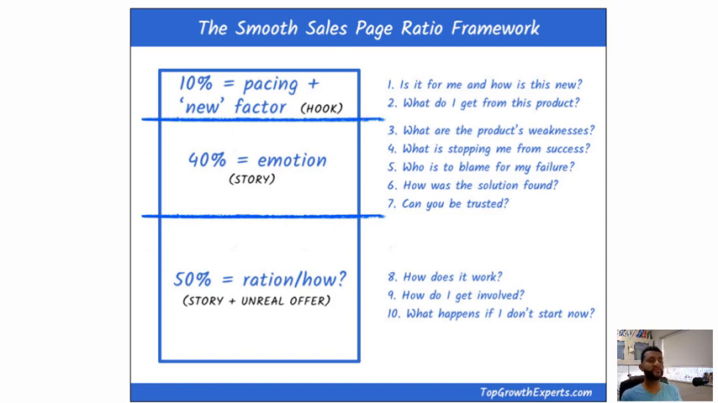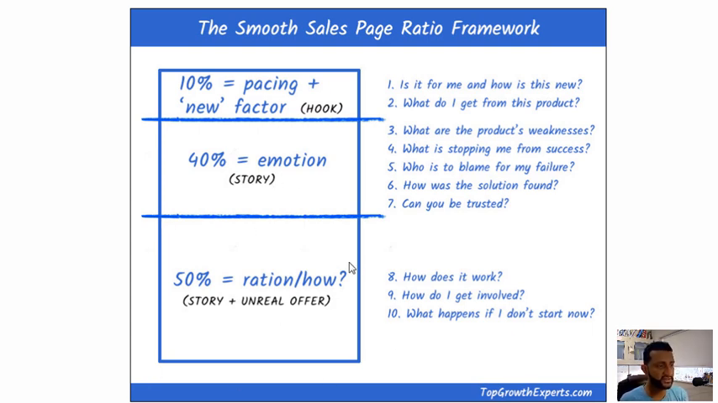Now, I did promise you a framework for building these sorts of pages. Okay, so here it is. We call this the smooth sales page framework, or the smooth sales page ratio framework, because the page is divided into these ratios. So here's the sales page. The first 10% should be about pacing and have something new, to hook people in. 40% of the page should be about emotion, and usually you can use story to sell a product. Tell a story, talk about the journey you went through, how the product was invented, why it's important, how it's different from and better than other things in the marketplace, and what people will receive if they buy from you versus buying elsewhere. All those things are important to explain emotionally.